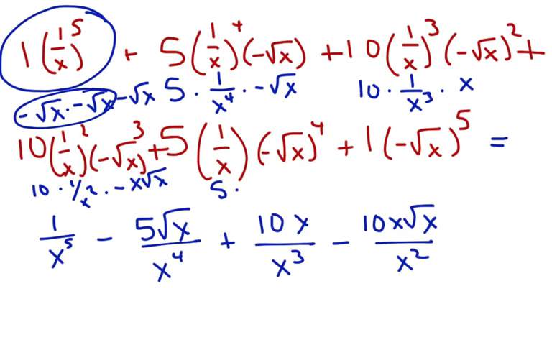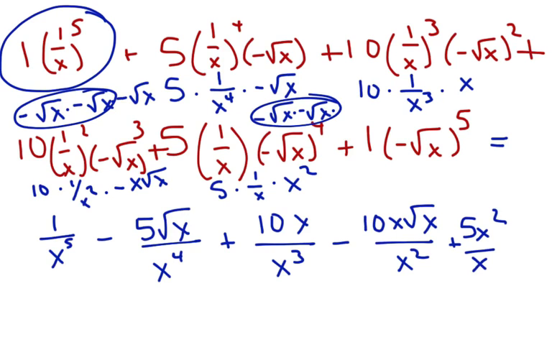The next one is going to be 5 times 1 over x times x squared. Remember, it's going to be positive. And when you multiply 4 of these out, I will just do 2. Negative square root of x times negative square root of x is x. So if you have 4 of them, that's x times x. So it's going to be plus 5x squared over x.